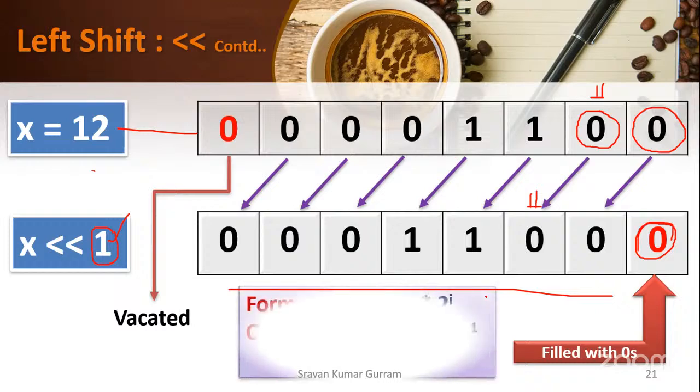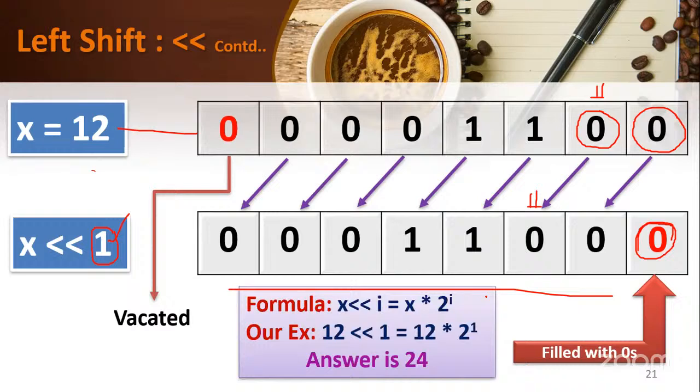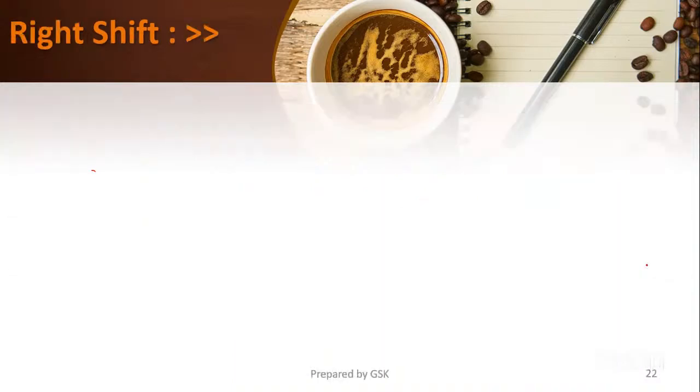Clear, I hope. So this is a shortcut or formula. See, x assignment, x left shift 1, nothing but 12 left shift 1. That is 12 into 2 power i, where i equals 1 in this example, and x is equal to 12. So 12 into 2 power 1, 12 into 2, 24 becomes the answer. If you convert this binary value to decimal, you will get 24. So this is about left shift.